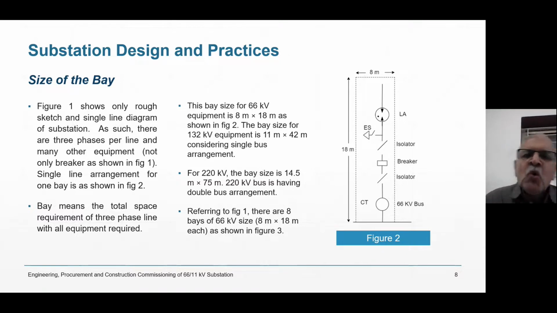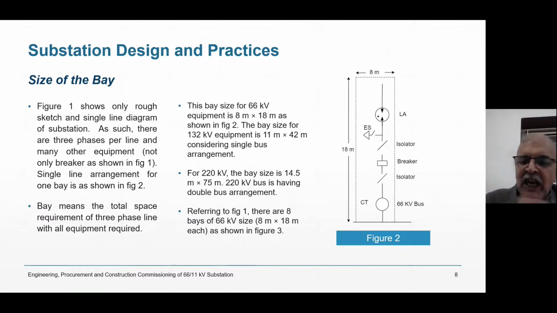If you want to know the dimensions for 132 kV bus, it is 11 meter by 42 meter. Yet single bus arrangement. But for 220 kV, we will be using double bus arrangement and the width is 14.5 meter and the length is 75 meter, because as the voltage increases, the distance between R and Y and B will go on increasing. So if you go for bigger substation, higher voltage substation, you will need more land. But right now we are talking about 66 by 11 kV substation, so we adhere to that.